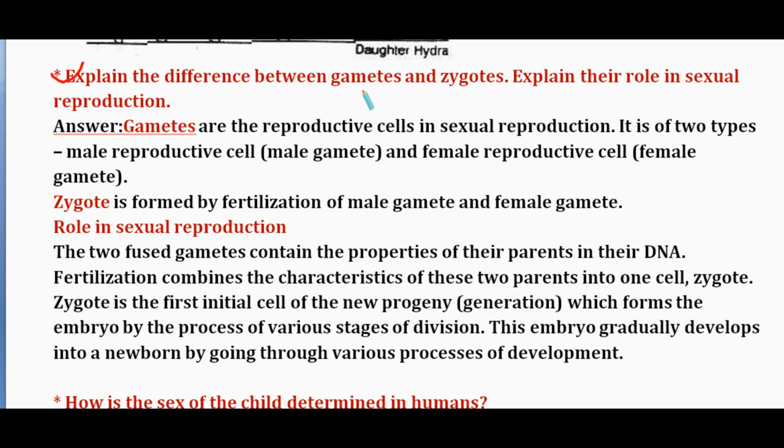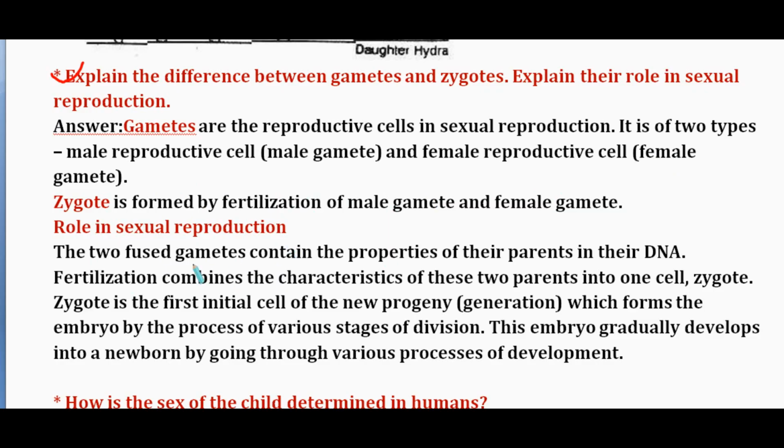Next question: explain the difference between gametes and zygotes. Explain their role in sexual reproduction. Gametes are the reproductive cells in sexual reproduction. They are of two types: the male reproductive cell, known as the male gamete, and the female reproductive cell, known as the female gamete. A zygote is formed by the fertilization of a male gamete and a female gamete.